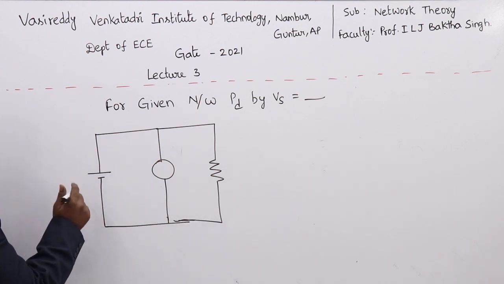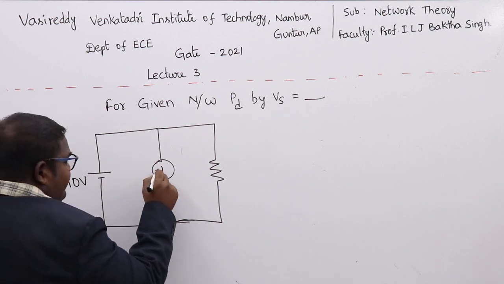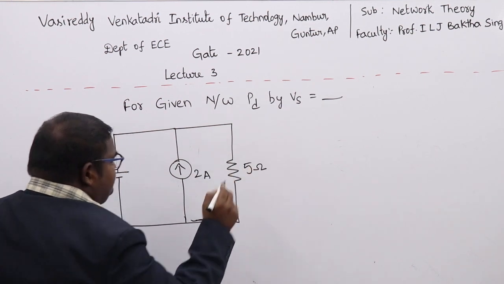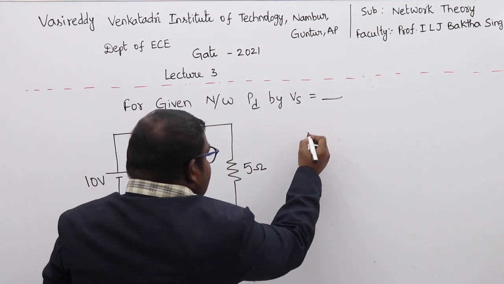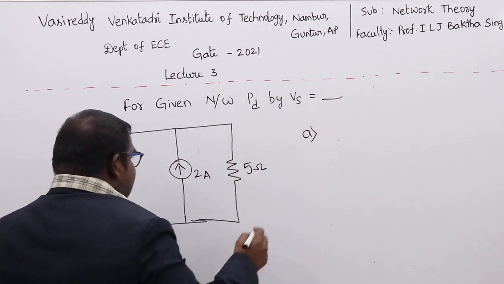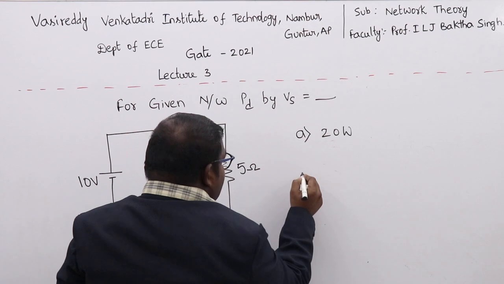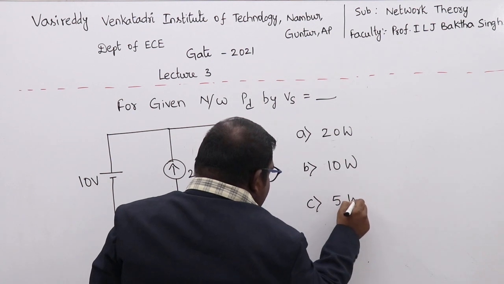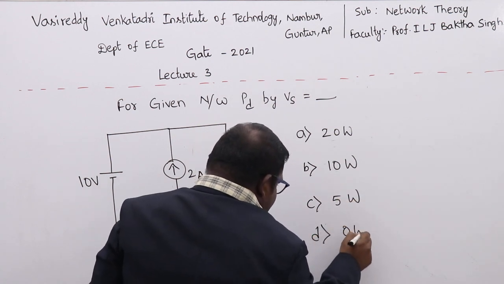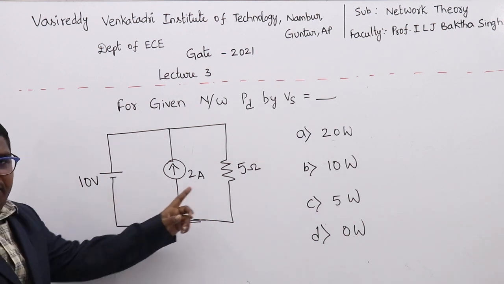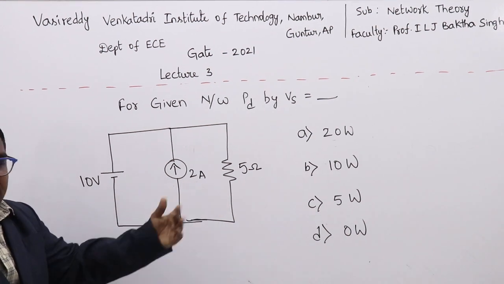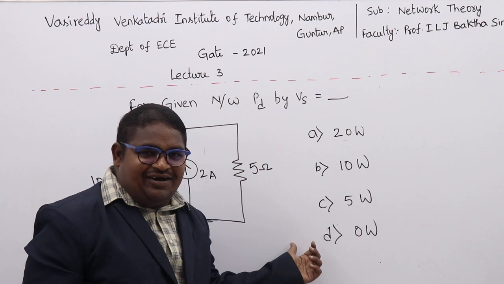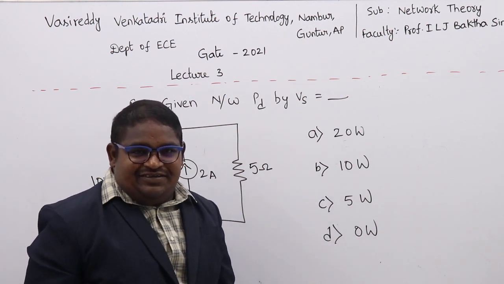It is a very simple circuit. The value of the voltage source is 10 volts, the value of the current source is 2 amps, and the resistance value is 5 ohms. The options given are A 20 watts, B 10 watts, C 5 watts, D 0 watts. So what may be the answer? Let me continue this answer in the next lecture, next part.